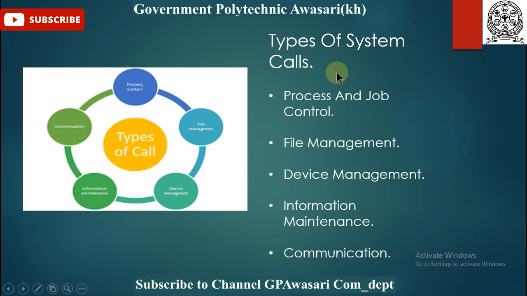Now, the types of system calls. There are 5 types of system calls. They are process and job control, file management, device management, information maintenance, communication.